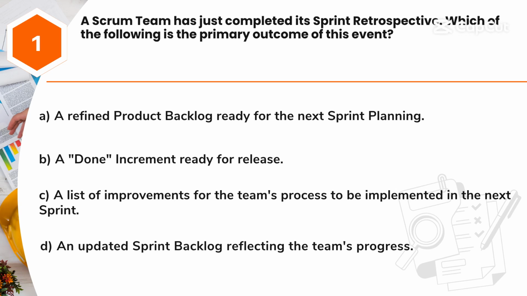Question 1. A Scrum team has just completed its sprint retrospective. Which of the following is the primary outcome of this event? A. A refined product backlog ready for the next sprint planning. B. A done increment ready for release. C. A list of improvements for the team's process to be implemented in the next sprint. D. An updated sprint backlog reflecting the team's progress.